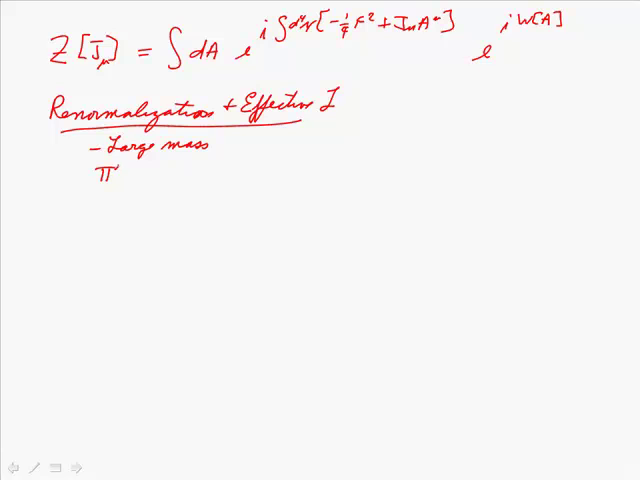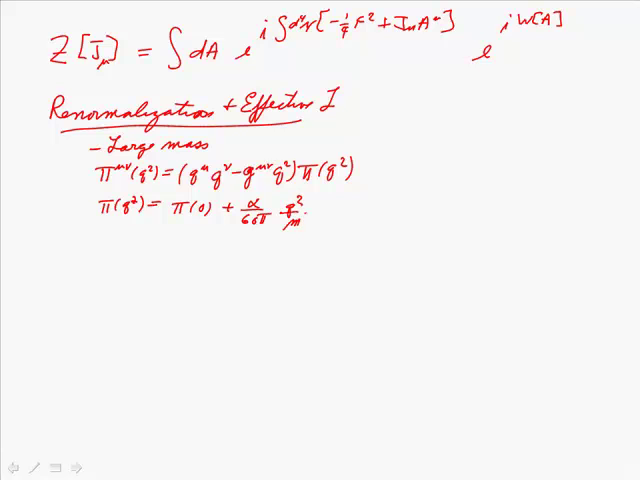So the Feynman diagram calculation, Pi^{mu nu}(q squared), was q^mu q^nu minus g^{mu nu} q squared times Pi(q squared), with Pi(q squared) being some constant Pi(0) plus alpha over 60 pi times q squared over m squared.